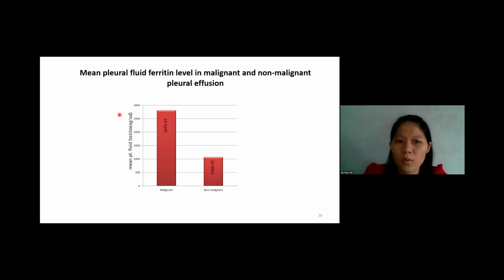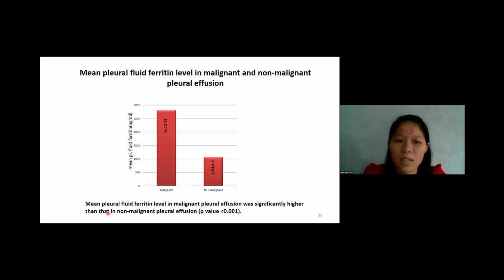So the mean pleural fluid ferritin level in malignant pleural effusion was 2,870.43, while the non-malignant pleural effusion mean value was 1,066.09. The data were analyzed, and it is proven that the mean fluid ferritin level in malignant pleural effusion was significantly higher than that in non-malignant pleural effusion. The p-value was less than 0.1.